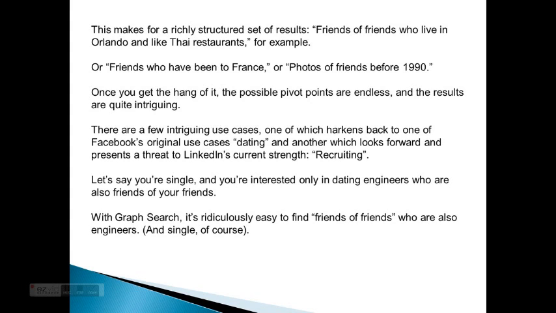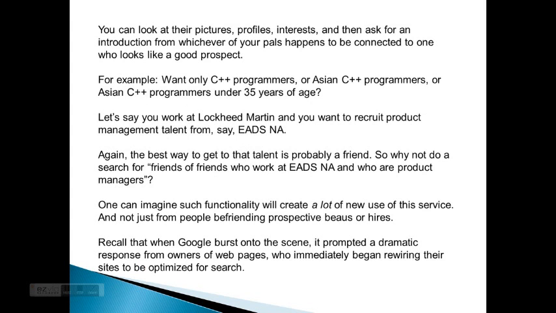Let's say you're single and you're interested only in dating engineers who are also friends of your friends. With Graph Search, it's ridiculously easy to find friends of friends who are also engineers, and single, of course. You can look at their pictures, profiles, and interests, and then ask for the introduction from whichever of your pals happens to be connected to one who looks like a good prospect. For recruiting, search for only C++ programmers, or Asian C++ programmers, or Asian C++ programmers under 35 years of age.